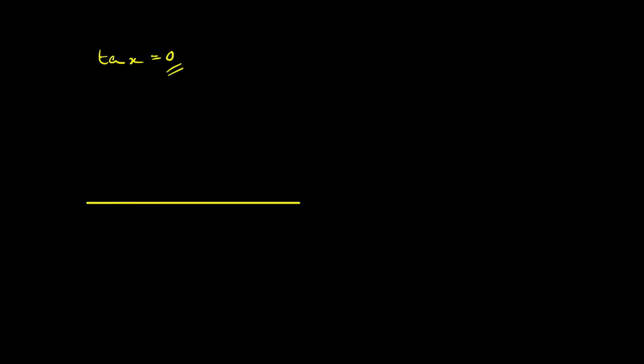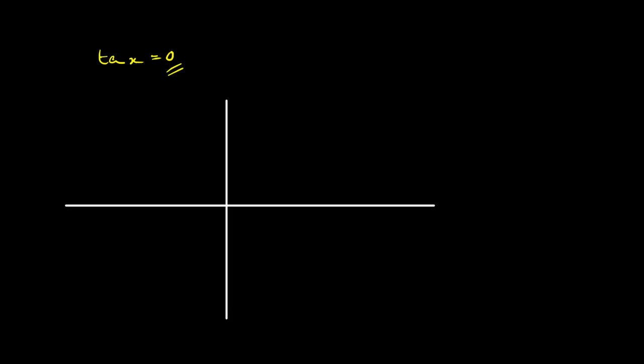Well, let's draw out the tan graph. What does the tan graph look like? Looks something like this. And the key thing about the tan graph is it has got asymptotes at 90 degrees and minus 90, or rather pi by 2 and negative pi by 2. So we're going to have an asymptote there.